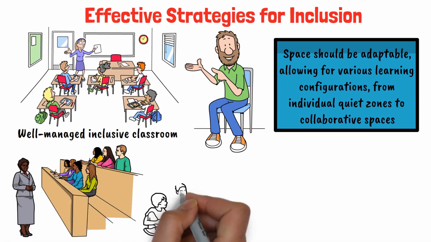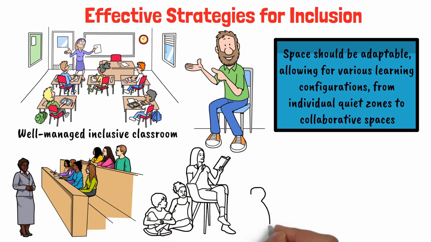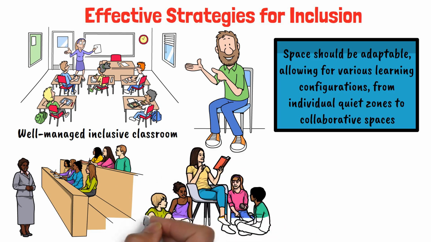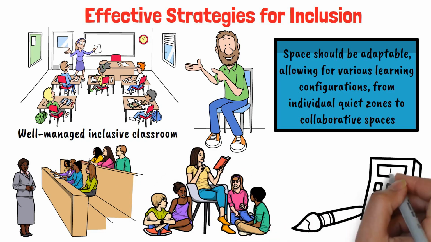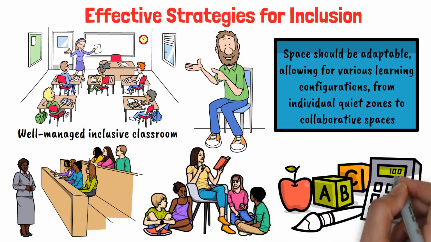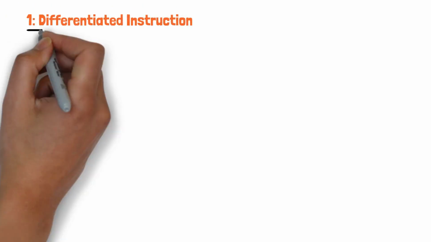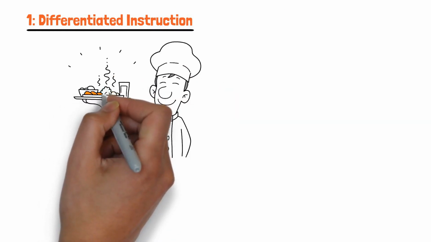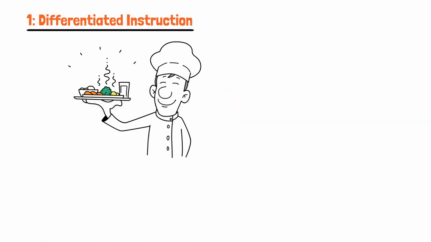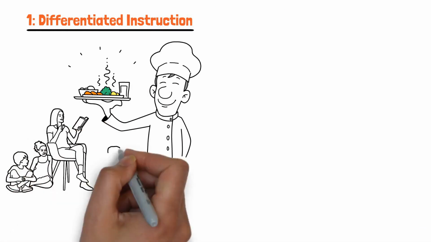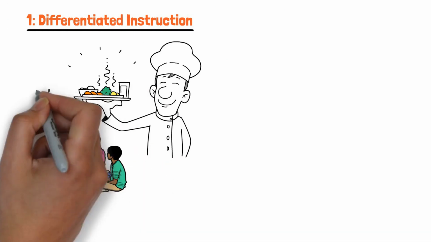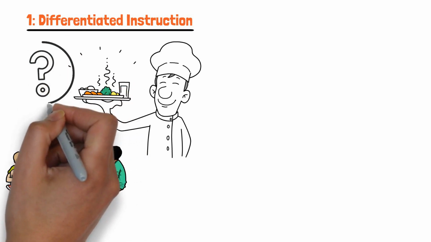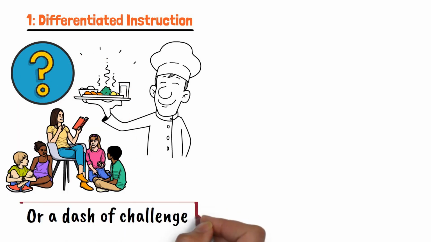Teaching students with significant learning needs is akin to conducting a symphony. Each strategy plays a unique note, contributing to a harmonious educational experience. One, differentiated instruction. Like a chef altering recipes to cater to different tastes, differentiated instruction involves tailoring teaching methods to meet individual student needs. It's about knowing when to add an extra pinch of support or a dash of challenge.